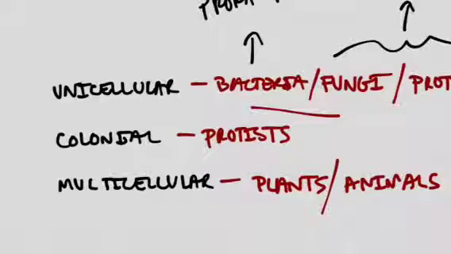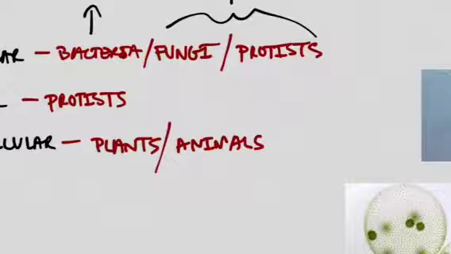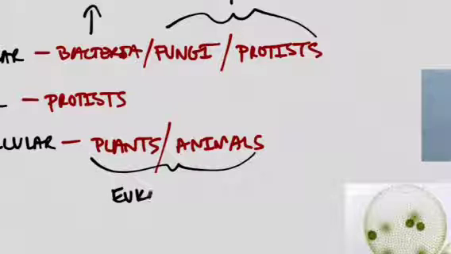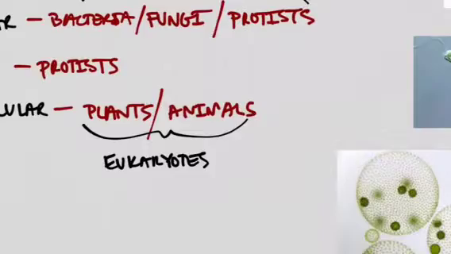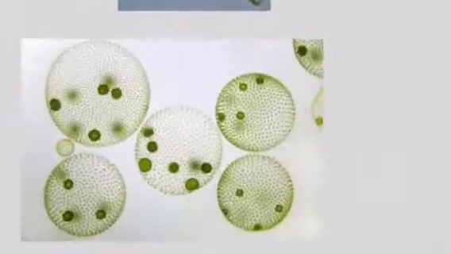So, I'm going to throw up a colonial organism here. Oh wait, I want to backtrack for a second and say again that plants and animals are also eukaryotes, so they have a nucleus and they have these membrane-bound organelles. Okay, so here we have Volvox.